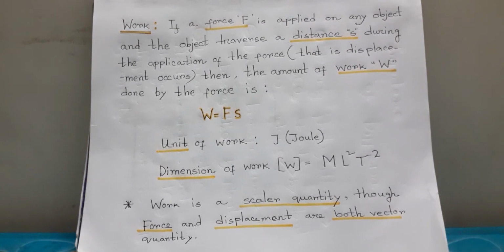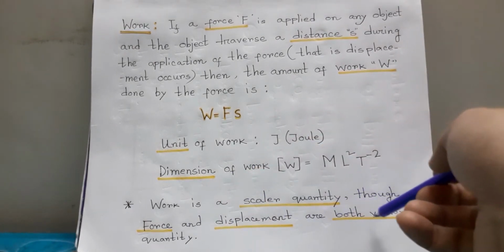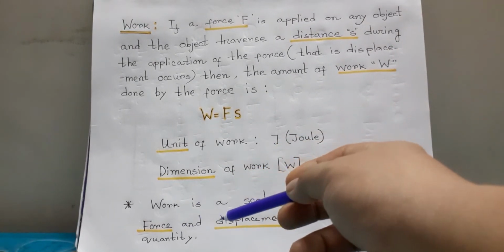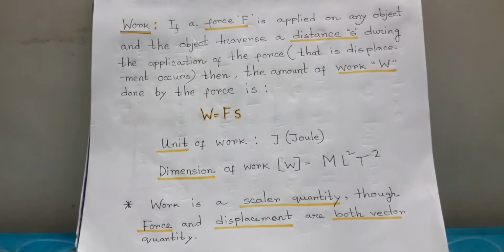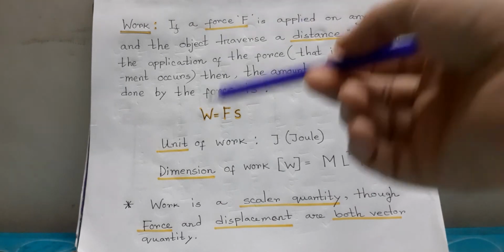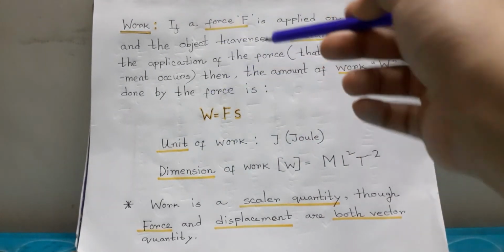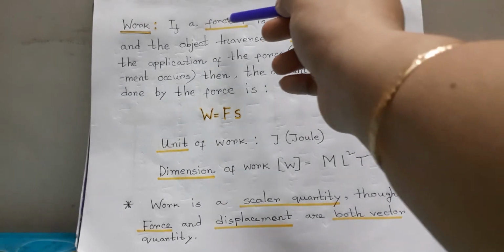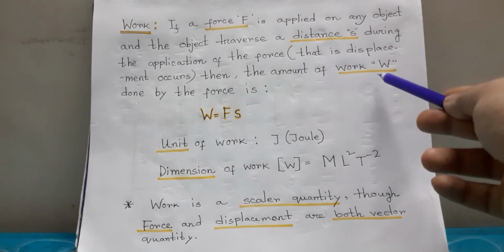Okay, so we are very clear about our work. Work is a scalar quantity, though force and displacement are both vector quantities. It is clear, and this is a very important definition for our exam, and we have to be clear about this definition. These two things are very mandatory for accomplishing the work.